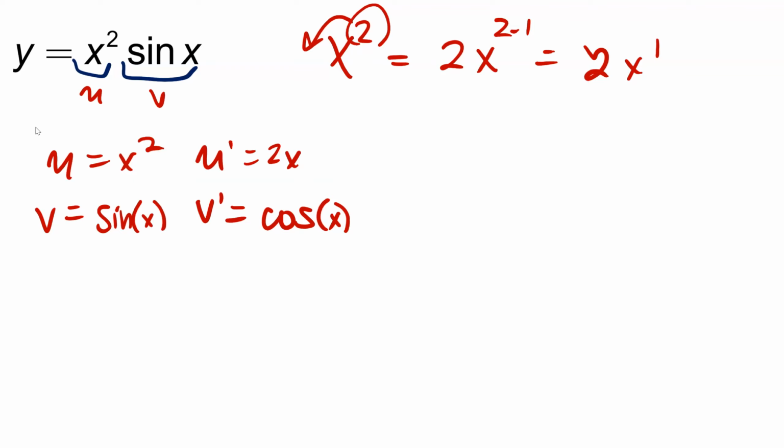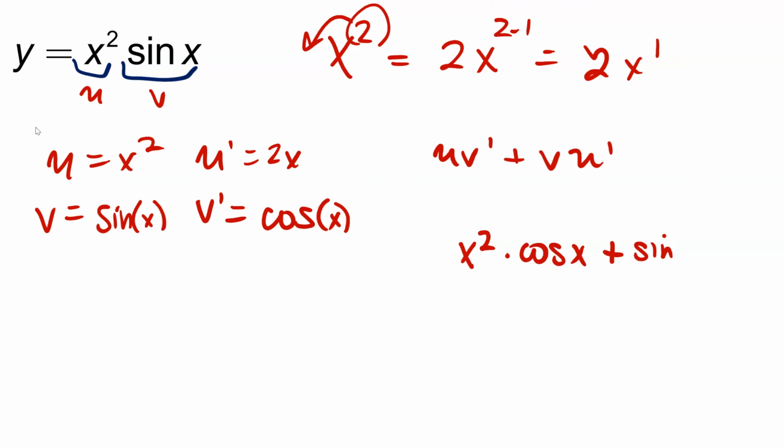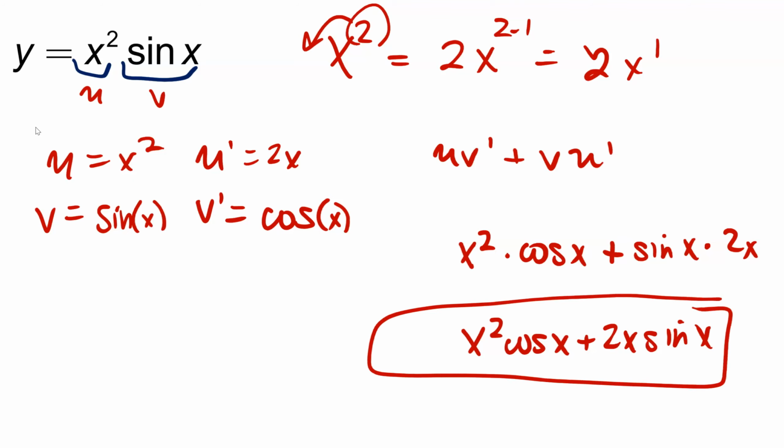Okay, so product rule: u v prime plus v u prime. So I have x squared times cosine x plus sine x times 2x. So I would just rewrite this and say x squared cosine x plus 2x sine x, and that is the answer. That is what y prime is equal to.